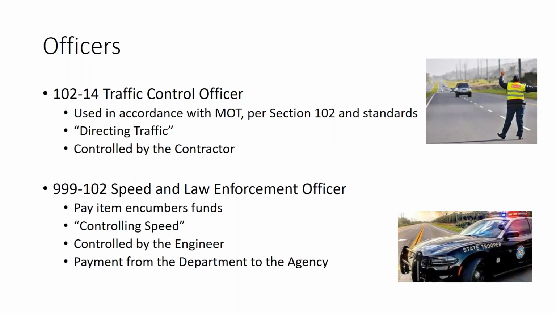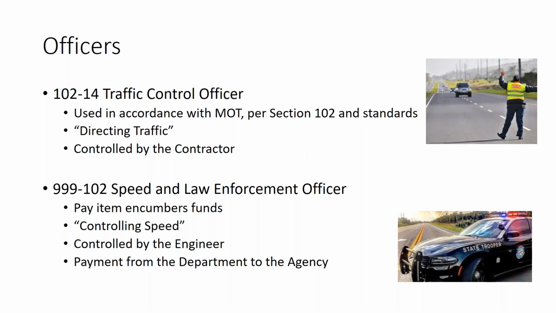Officers out in the field. We have 2 different types of officers, and we're always ensuring that the correct officer pay item is used. The 102.14 pay item for traffic control officer is to be used in accordance with maintenance of traffic and section 102 when the officer is physically directing traffic or otherwise controlling the vehicular paths, and this pay item is controlled by the contractor because it is generally used during MOT setup, MOT takedown, and others as indicated in the specifications and design standards.